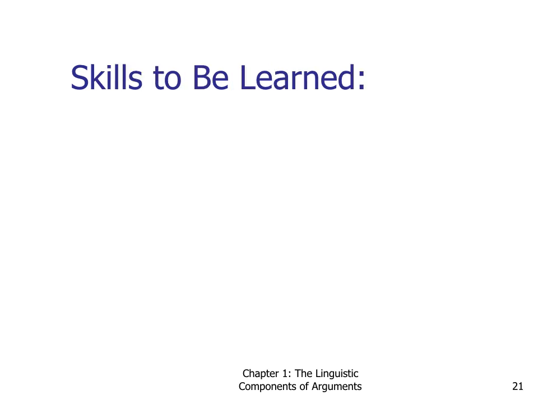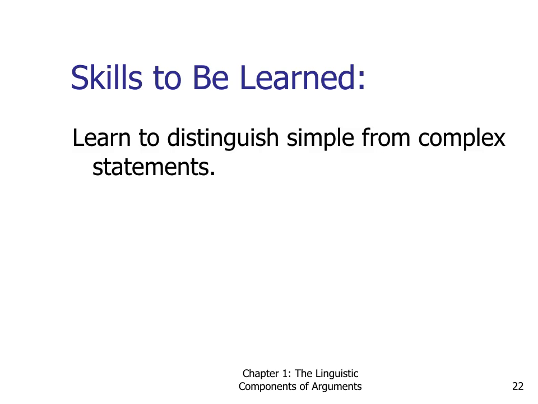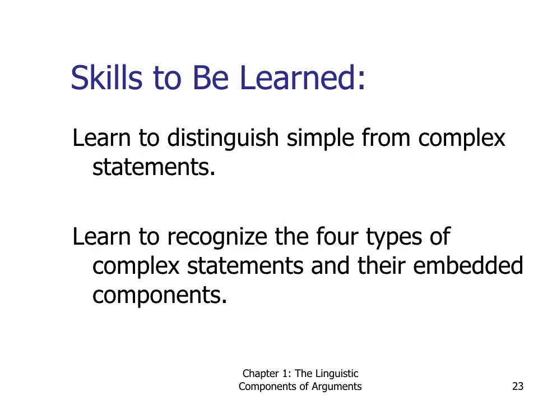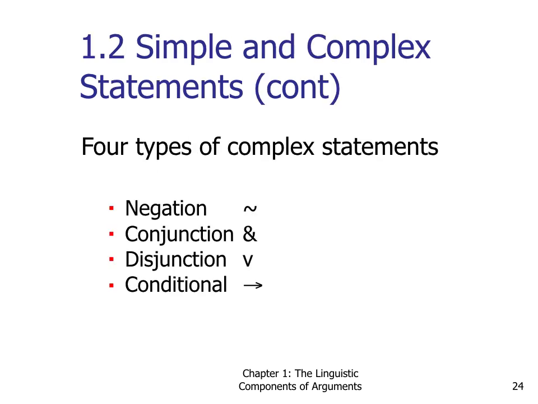So what we hope you learn in this section is to distinguish simple from complex statements, to recognize the four types of complex statements and their embedded components. And these are the negation, tilde or minus, conjunction, ampersand or plus, disjunction, small v, and conditional right arrow.